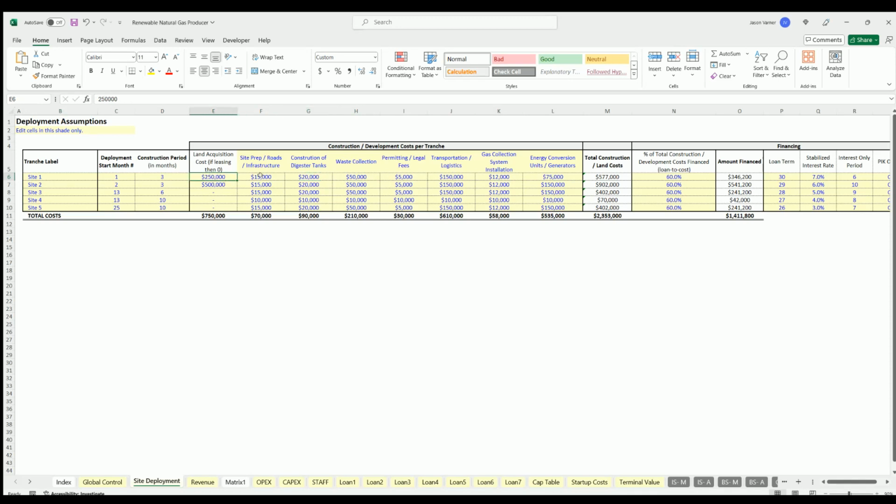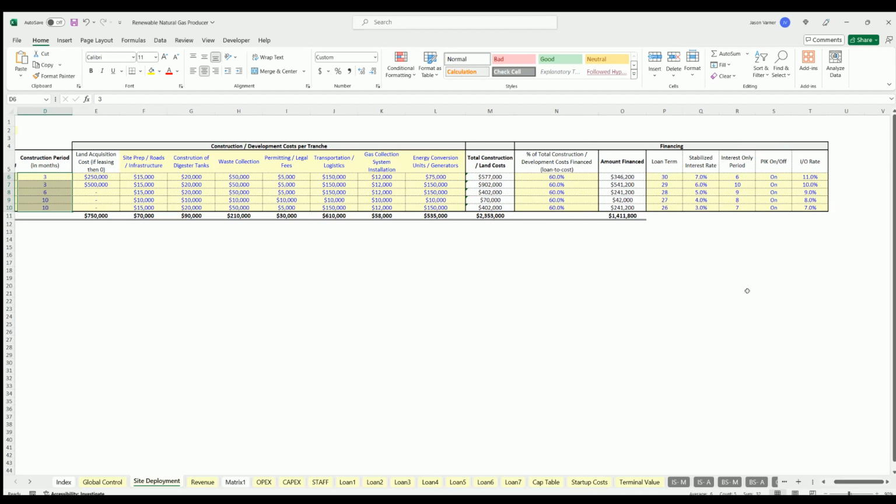So you've got land acquisition here, site prep construction, waste collection, permitting, legal fees, transportation and logistics, gas collection system installation, energy conversion units, generators. So a bunch of stuff that's depreciable over time. And we're just defining the start month of deployment, how long construction lasts, and then after the construction period, revenue will start based on our revenue assumptions.